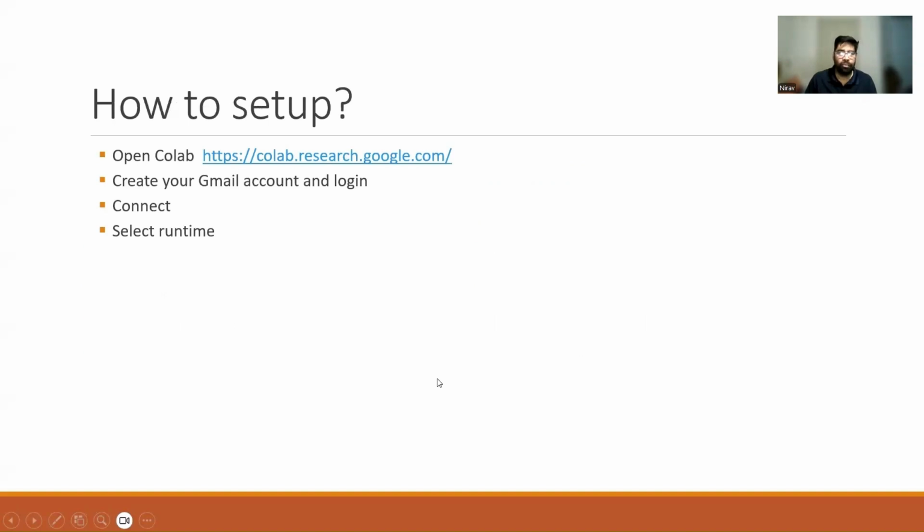How to set it up? There is no specific setup we need to do, because it is cloud-based and you access it through the browser. But still, of course, you need to open Colab. You must have a Gmail account to log into it. Once you log in, there will be a connect button. You need to click it. It will spin up a VM, which will provide you RAM and storage. Then there is also an option to select the runtime, whether you want to use GPU or CPU, or to go for some other language like R or Julia.